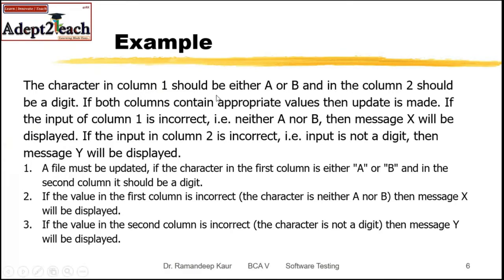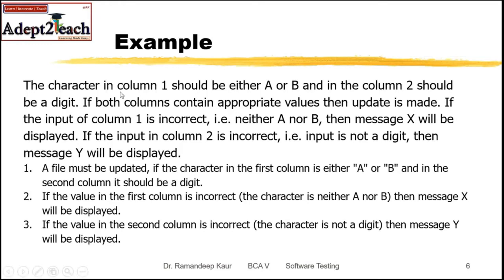Now I am taking a very simple example first. The character in column 1 should be either A or B, and in column 2 should be a digit. Now what are we doing? This example says, based on whatever the user is entering, we are going to update the status of the file. The update is made on 2 criteria. There are 2 columns in a file, column 1 and column 2. So we have a condition on what we have in column 1 and what we have in column 2. Based on those conditions, we will decide whether we have to update the file or not, or update the message and display it on the screen or not. So that is the entire condition.